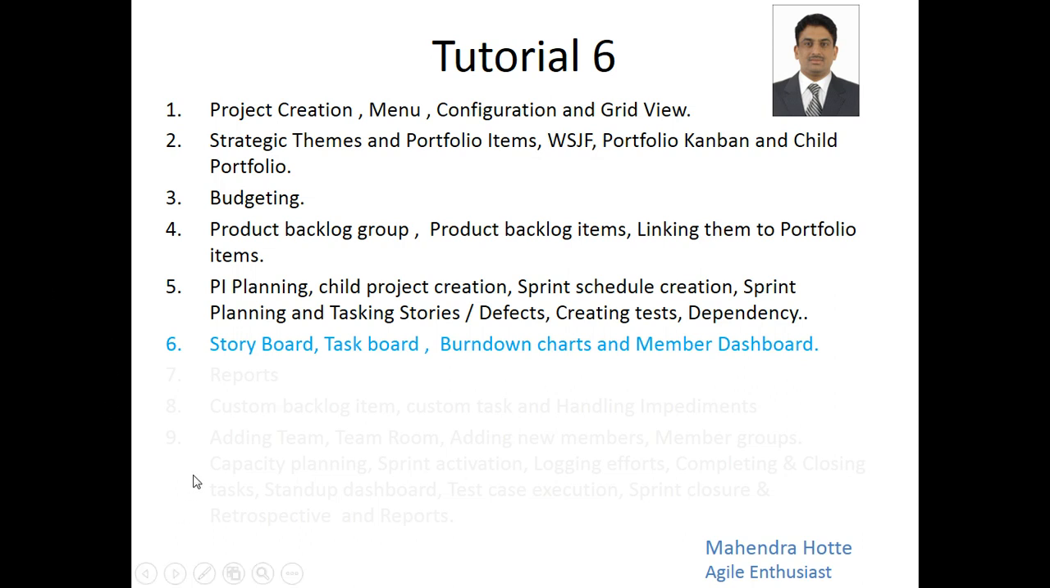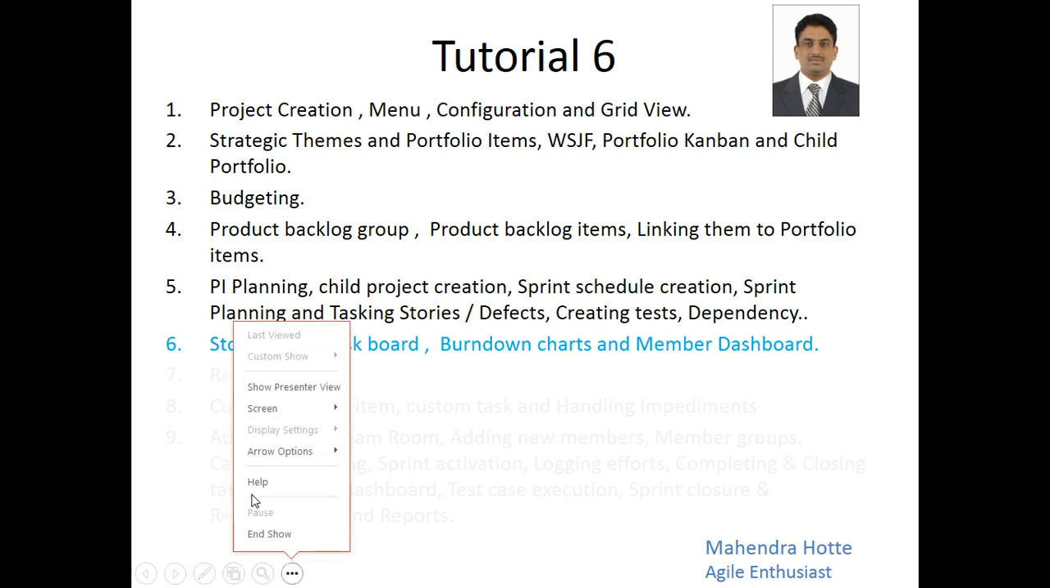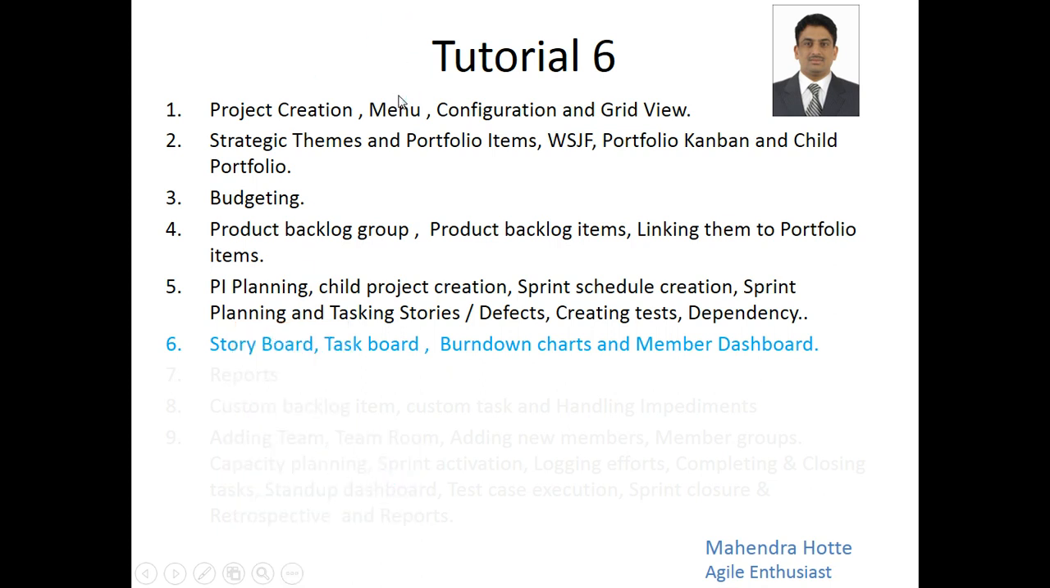In tutorial 1, we saw project creation, menu configuration, and the grid view. The second one was all about strategic themes, WSF, portfolio Kanban, and child portfolio. The third was dedicated to budgeting. In the fourth, we saw how a product backlog group is created, product backlog items are created, and linking them to the portfolio items. In tutorial 5, we did a lot of planning. We saw child project creation, sprint schedule creation, sprint planning, tasking stories and defects and things like that.